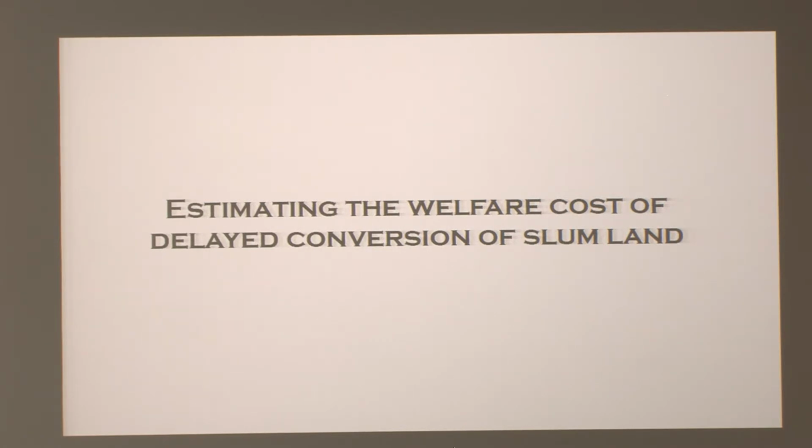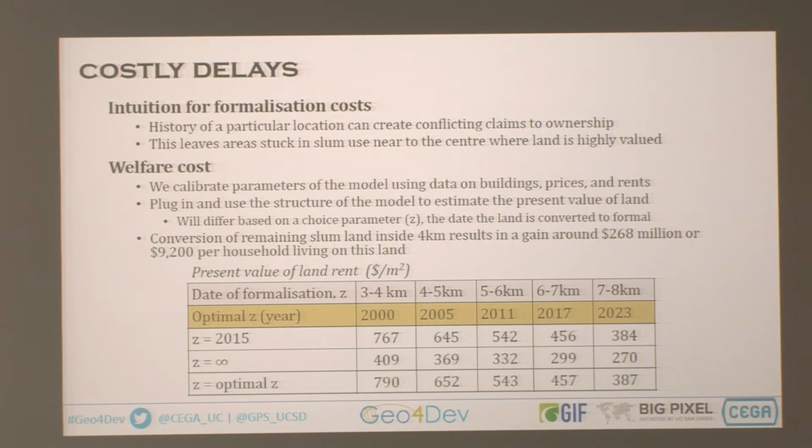And so it's encouraging to see that these patterns in the data really match our theory, and we can combine what we see in the built environment data with prices and household rents to calibrate parameters of our model and get estimates for the cost of this delayed use of slum land.